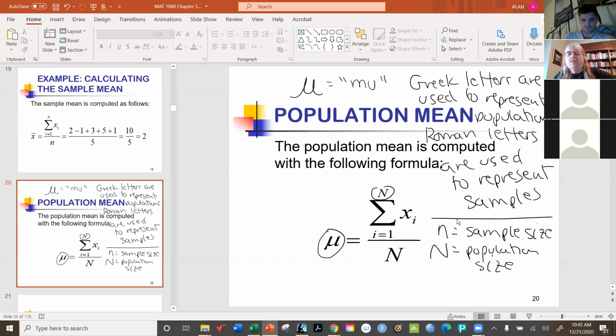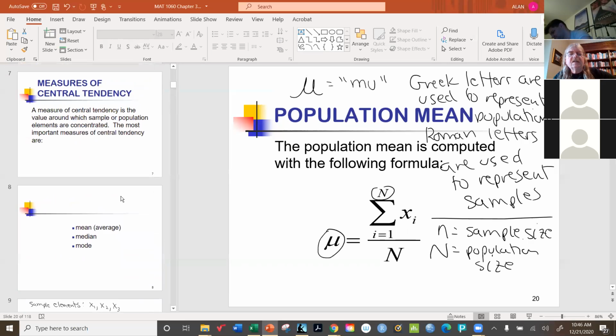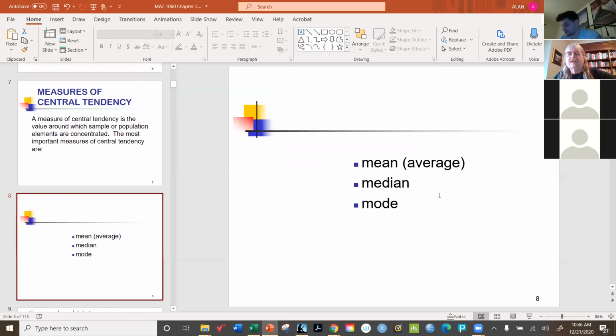All right. Now, we don't need a separate example for this because, as you can see, you're doing the exact same thing. You're adding up the elements in your population and dividing by the population size. So we're going to move on to something different now. The second of our measures of central tendency, if we recall our list, let's go back and revisit our little list. And you'll see that next in line is the so-called median.